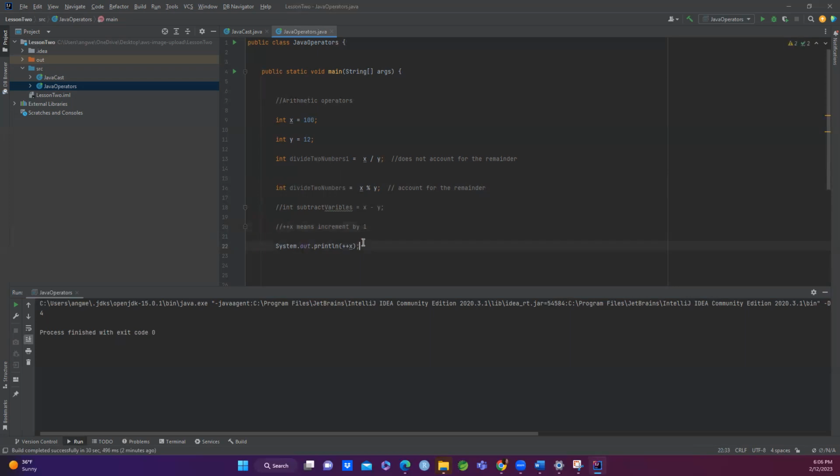In this case, x is 100, right? And here I'm saying print out plus plus x. Let's run that and you see what you get. It's loading. Look at the answer. You see the answer? That makes so much sense. So since x is 100, then you put plus plus x.